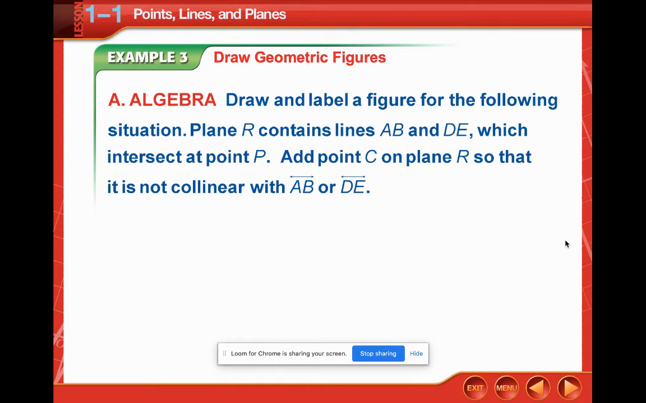So, new example for today. Draw and label a figure for the following situation. Plane R contains lines AB and DE, which intersect at point P. Add point C on plane R so that it is not collinear with AB or DE.